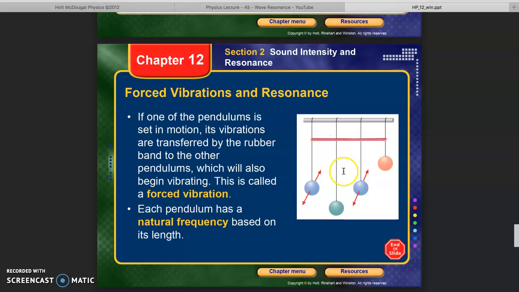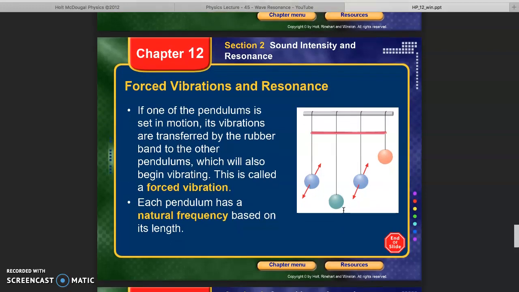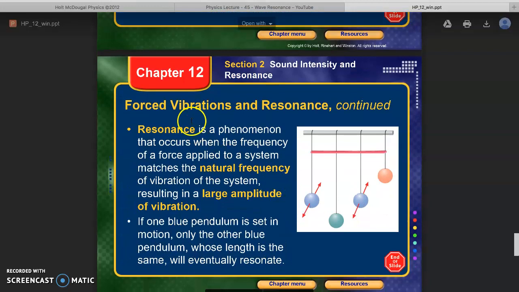This is called a forced vibration because we're only producing a motion or a vibration in another object due to the vibration in the object it is connected to. Each pendulum starts vibrating at a different frequency because of its length. That frequency at which it vibrates is called its natural frequency. Resonance is a phenomenon that occurs when the frequency of a force applied to a system matches the natural frequency of vibration of the system, and this results in a large amplitude of vibration.